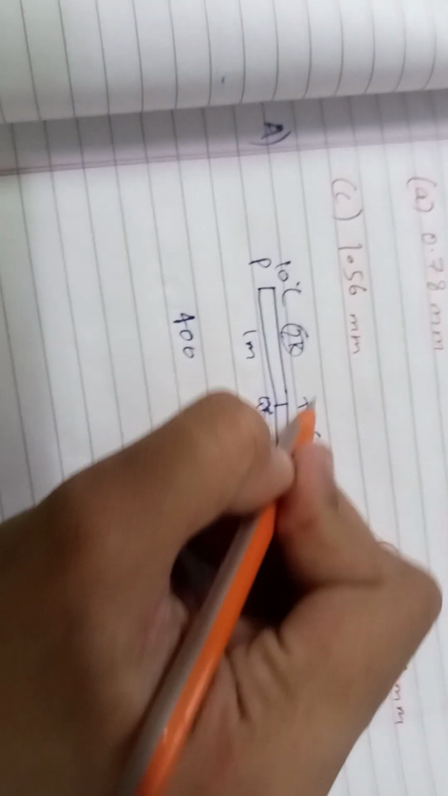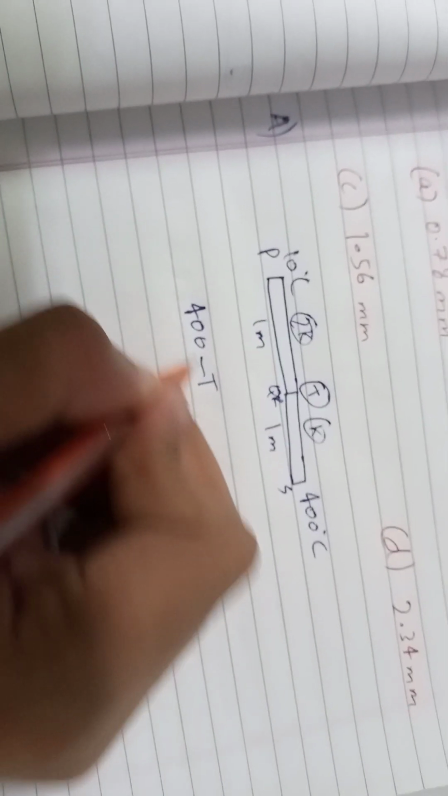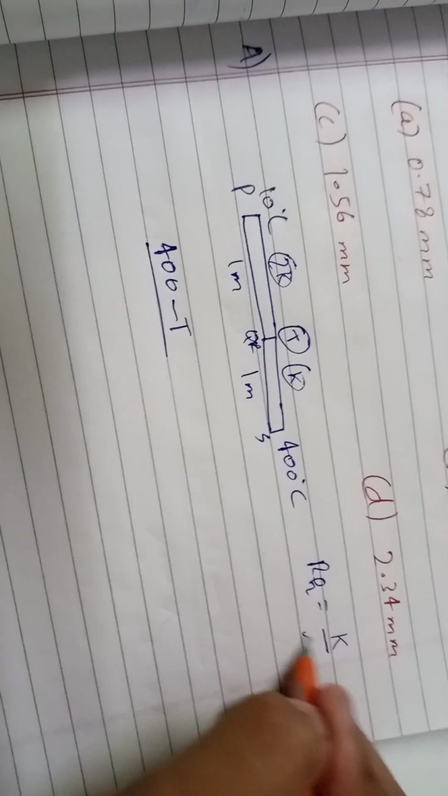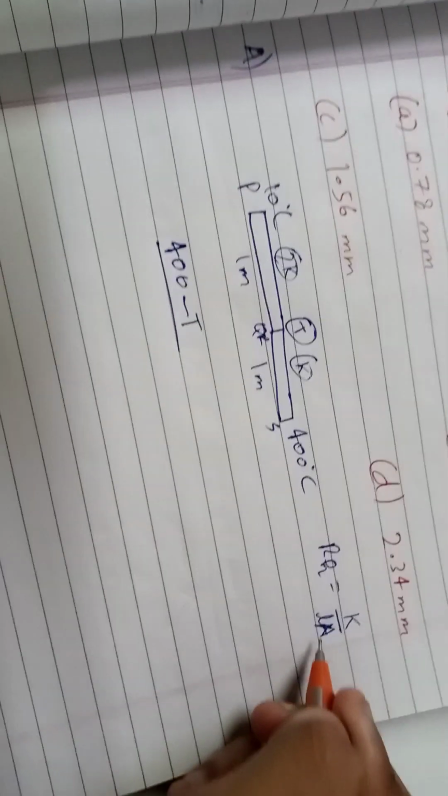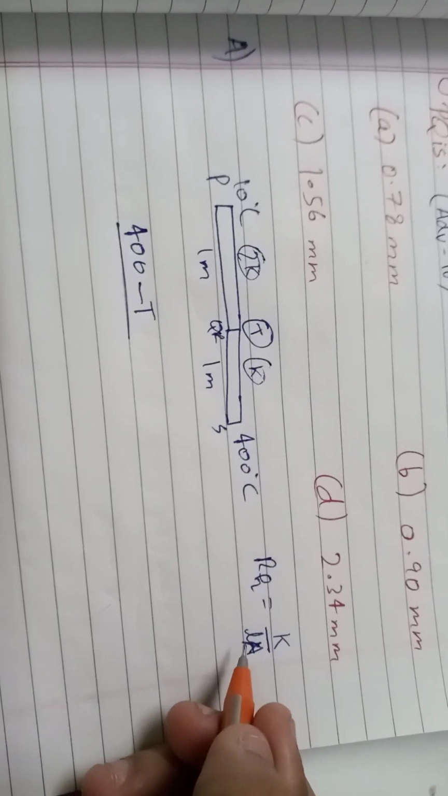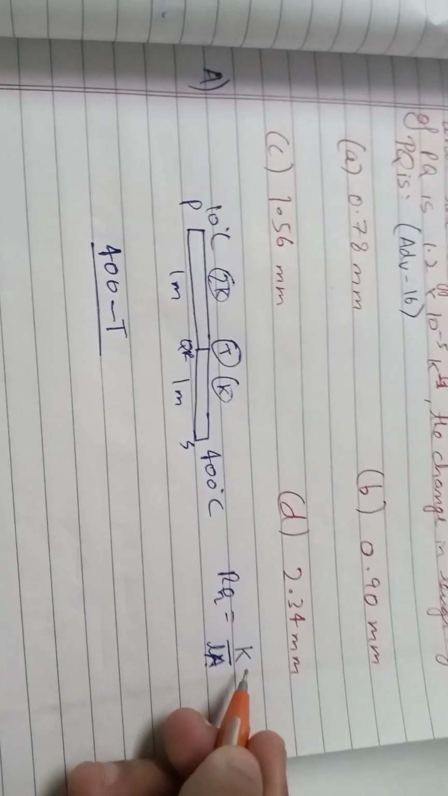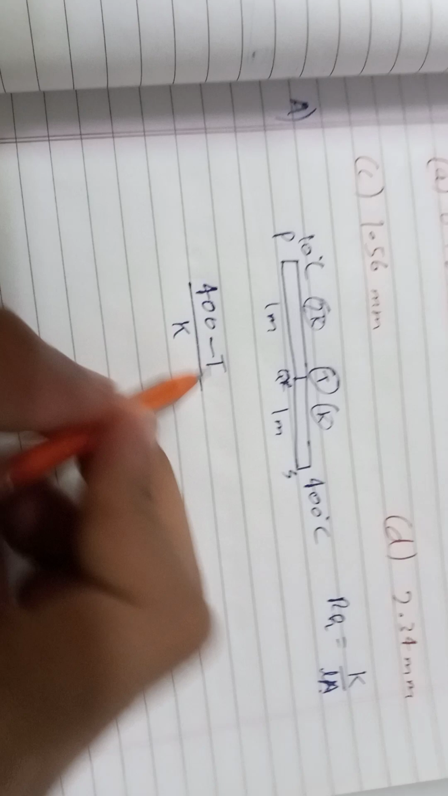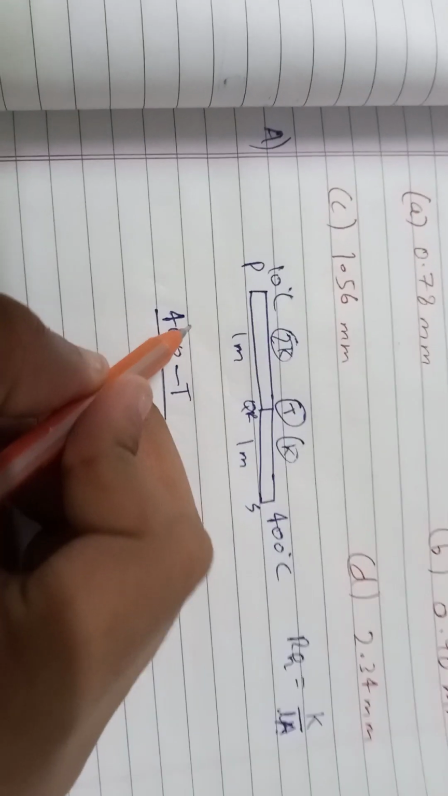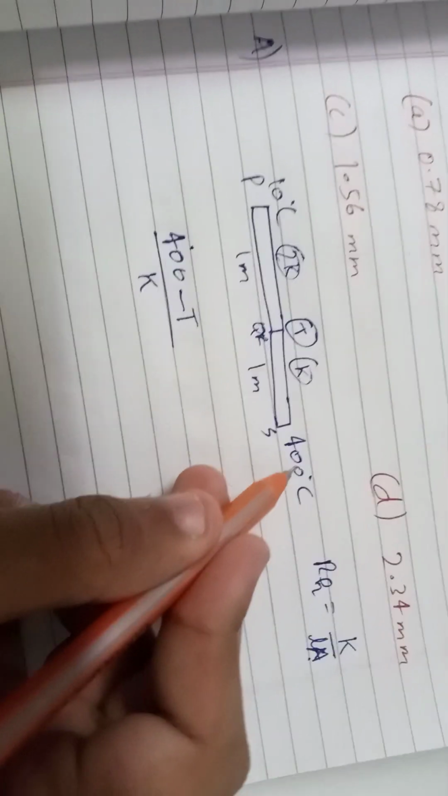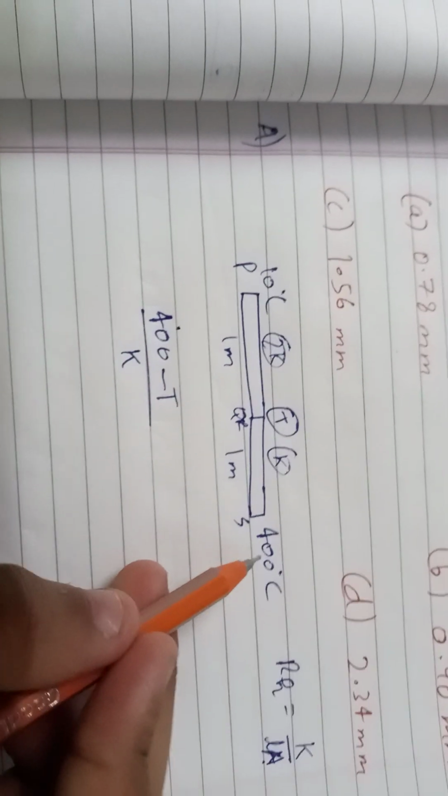Then from nodal analysis we know that 400, let this junction temperature be T, 400 minus T over the resistance. We know that thermal resistance is calculated as L by KA in general terms, where A is the area of cross section, L is the length of the resistive material, and K is the thermal conductivity of the wire. So as we know from nodal analysis, this is essentially the voltage difference, in analogy with voltage, 400 minus T.